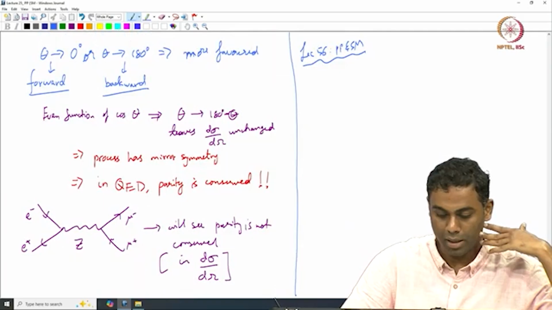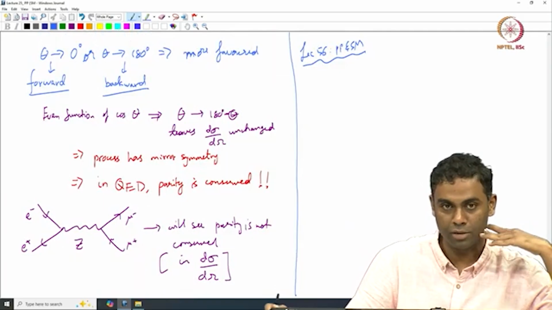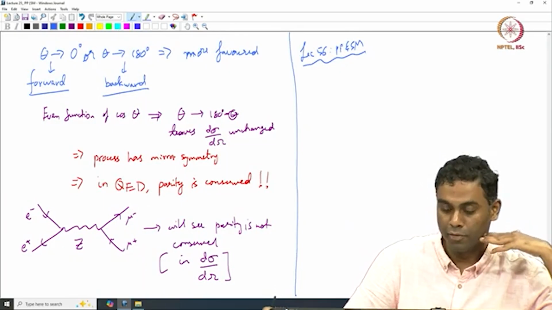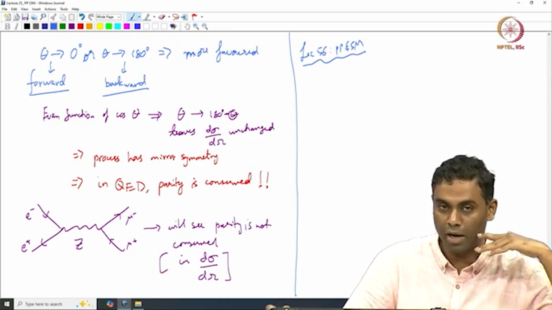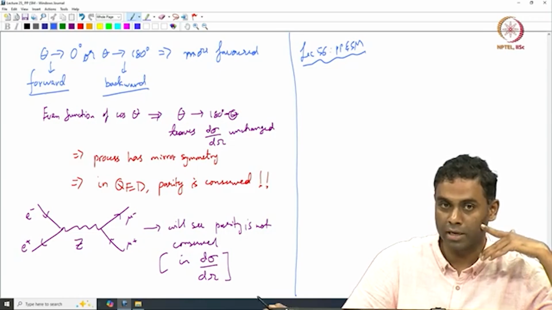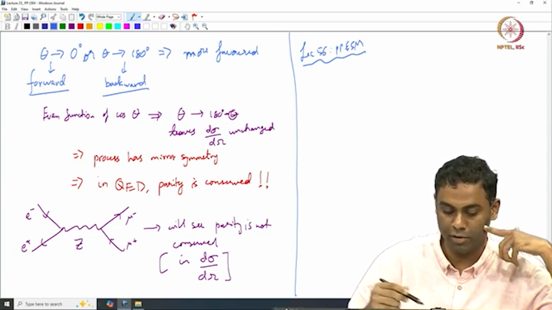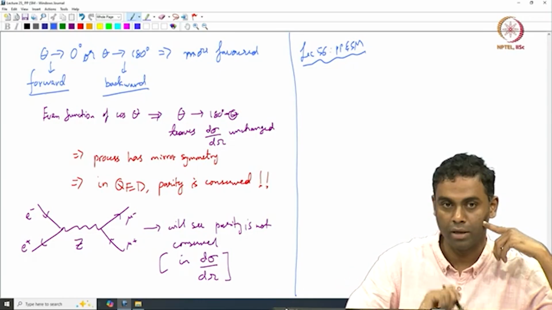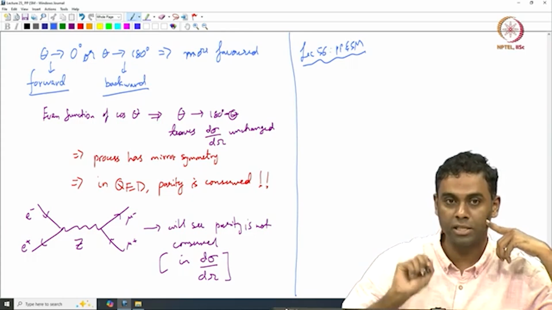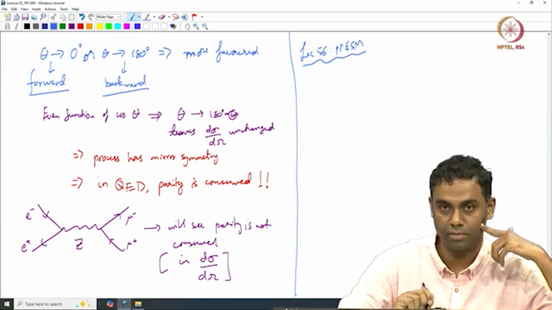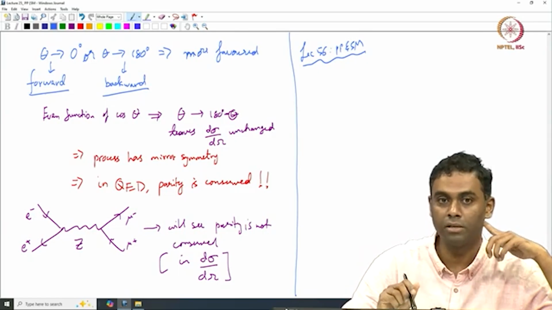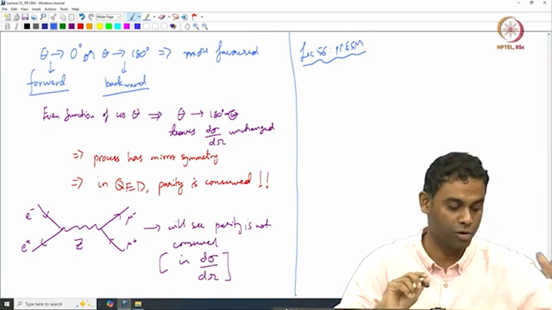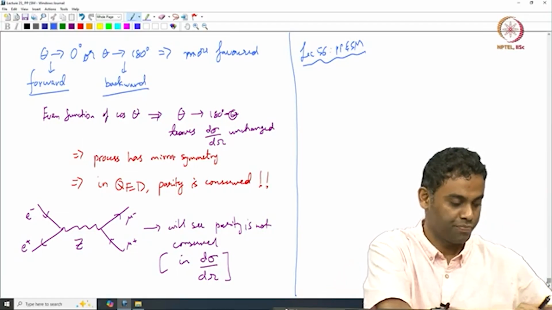Then I finished by saying that if parity is conserved in QED, and that is what is getting reflected here, the fact that parity is not conserved in the weak interactions should mean that if I have the Z boson doing the mediation here, I will see in the cross section that parity is not conserved. So this is what we are going to explore a bit in this class, before we go on to other scattering processes.